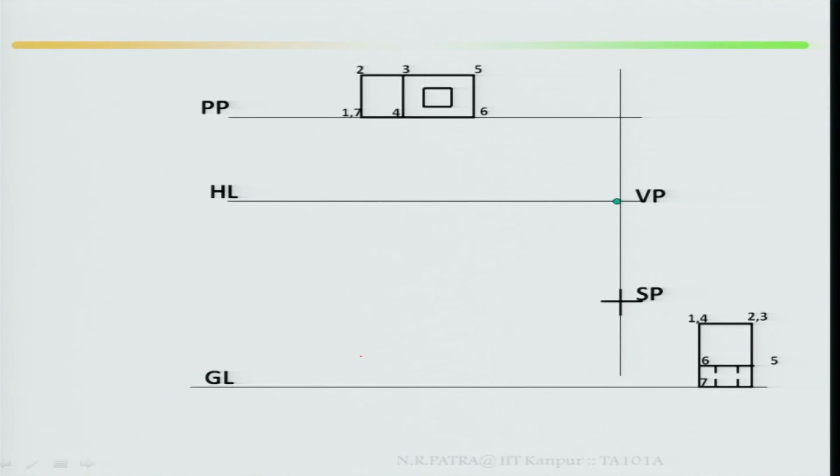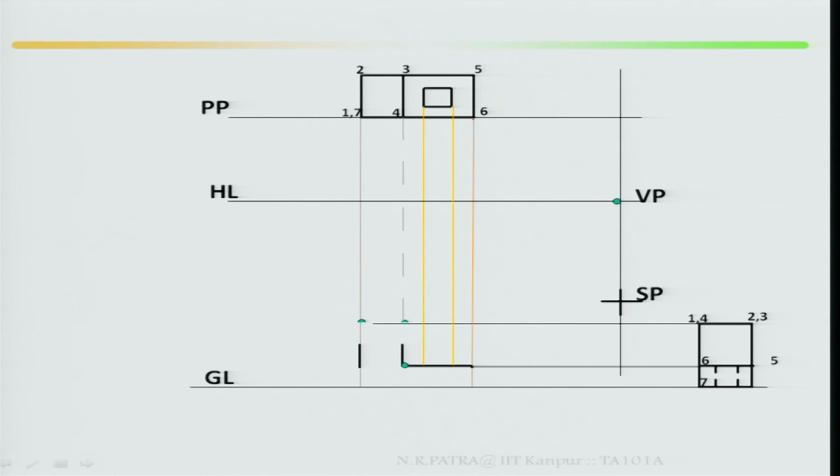Then come to your second example: horizon line, vanishing point, station point. Then I have named it, the coordinates have been given. One of the faces is touching your picture plane, then this is the ground line, then you join it back. It is better to name the coordinates 1, 2, 3, 4, 5, 6, and the back side will be 7, and here it will be the same. Join it back, name it 1, 4.